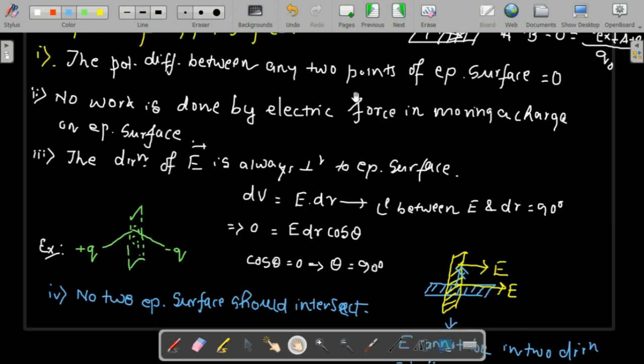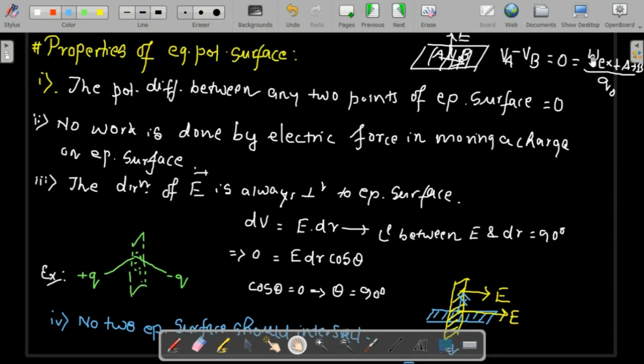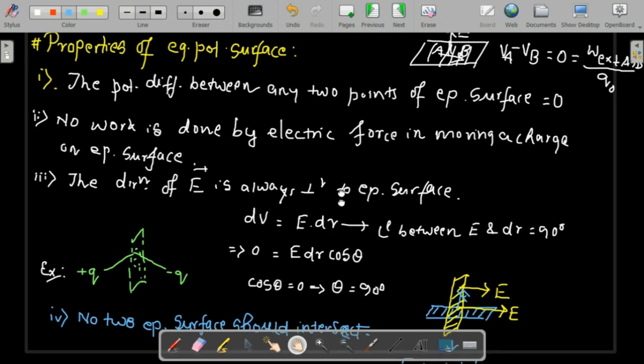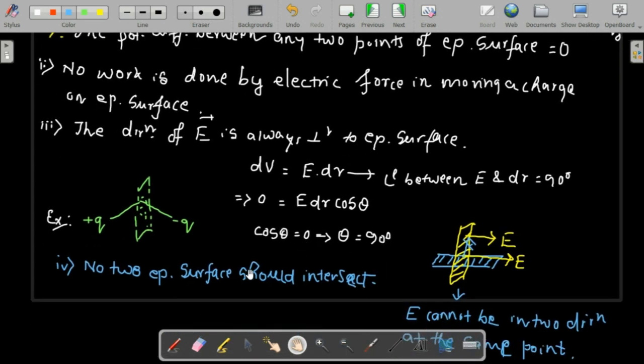First, the potential difference will obviously be zero between any two points on an equipotential surface. And if you use the formula, we know that the work done will also be zero. The direction of the electric field is always perpendicular to the equipotential surface, and no two equipotential surfaces will intersect with each other. We have also proved them in short.